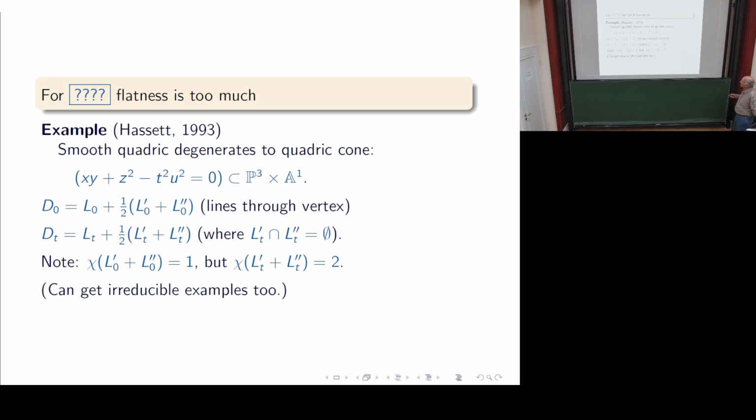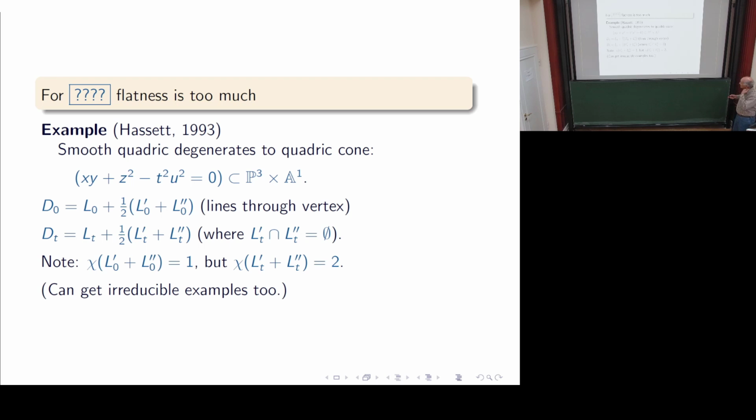And then how do I lift this back? This line L_0, I just lift it back to one line. On the smooth quadric, there are two families of lines. The L_t is in one family, the L_t' are in a different family. These two are disjoint, but L_t intersects both of them. Now you see the problem: here I have two intersecting lines, so the Euler characteristic is 1. But in the general fiber, I have two disjoint lines, so the Euler characteristic is 2. And so this is not flat.